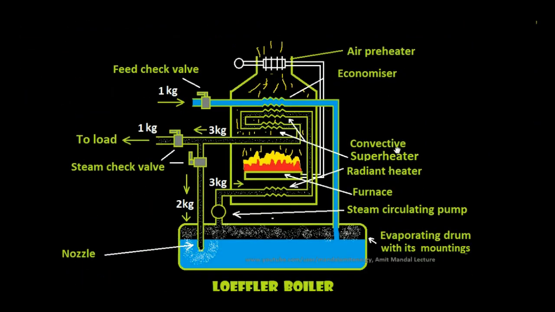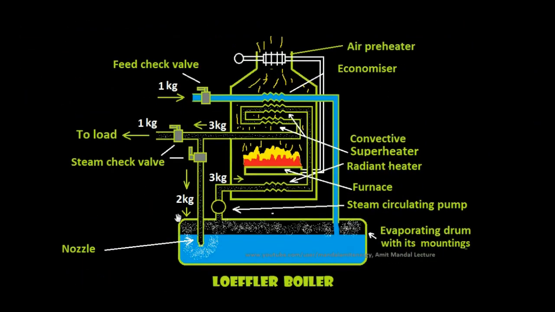Okay, now this is the diagram of Loeffler boiler. This is the evaporating drum which contains water, you can see, and over the top surface of water there is saturated steam. Now this is the steam circulating pump. Okay, so what is the job? It is taking the steam. Suppose the amount is 3 kg. Okay, so 3 kg steam is taken and sent to the radiant heater.